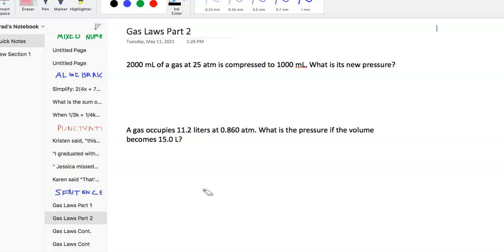Okay, so here's a first one. You can see a question like this. 2,000 milliliters of a gas at 25 atm is compressed to 1,000 milliliters. What is the new pressure?